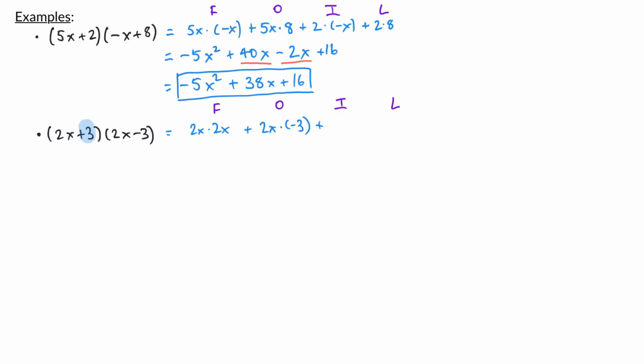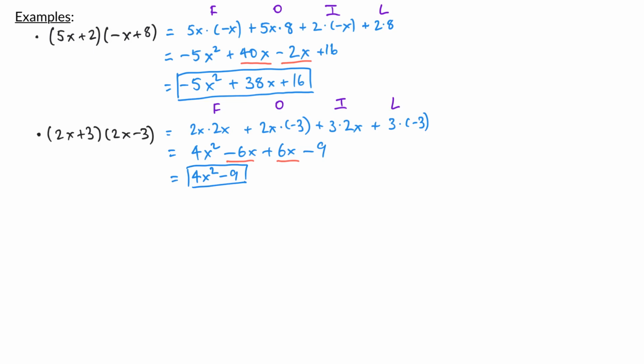The inner terms are the 3 and the 2x. So I have plus 3 times 2x. And finally, the last terms are the plus 3 and the minus 3. So I have plus 3 times negative 3. Simplifying this, we get 4x squared minus 6x plus 6x and then minus 9. We have like terms negative 6x and plus 6x, which cancels out. So our result is 4x squared minus 9.